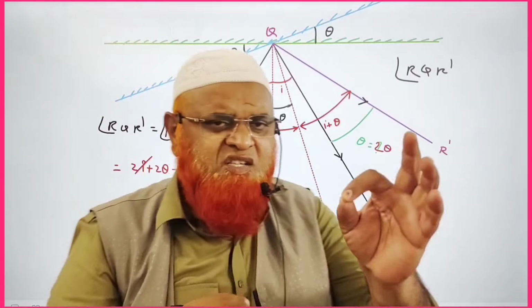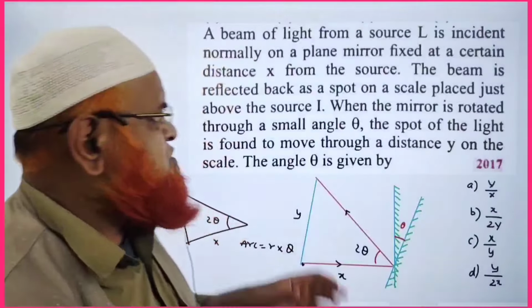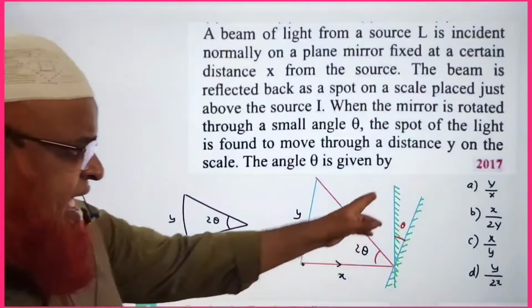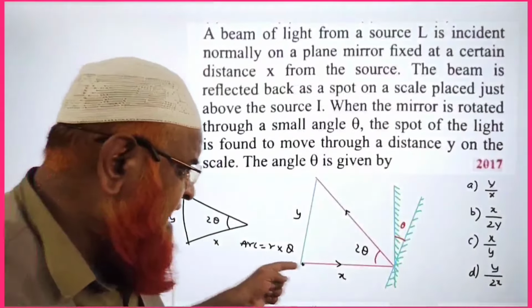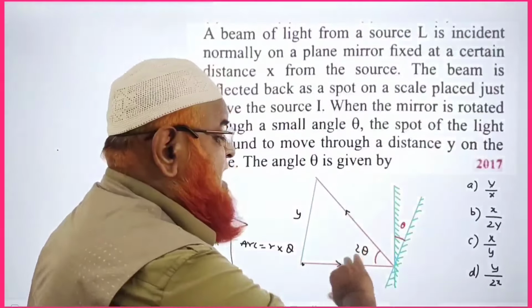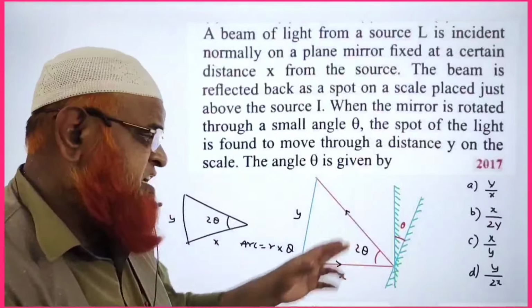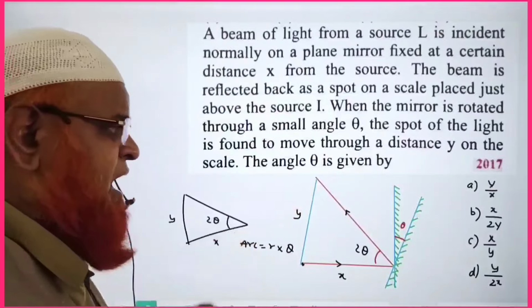Okay. Based on this concept, there is a previous year question. Let us see here. So this is a question here. When the mirror is rotated through an angle theta, then the light ray which is coming and falling on the mirror gets reflected through an angle 2 theta. Then he is asking us to find out what this angle theta is given by.